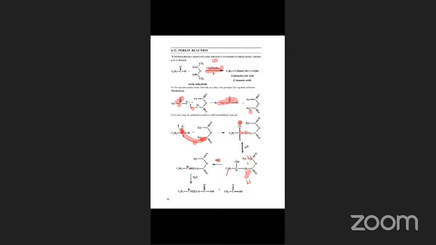In the next step, hydrolysis takes place, and the bond breaks here. With HOH, we get C6H5CH, C double bond O, OH. This is cinnamic acid, and the remaining is CH3COOH, acetic acid. This is the mechanism, very simple. Practice the Perkin reaction one or two times; it is easy to remember.